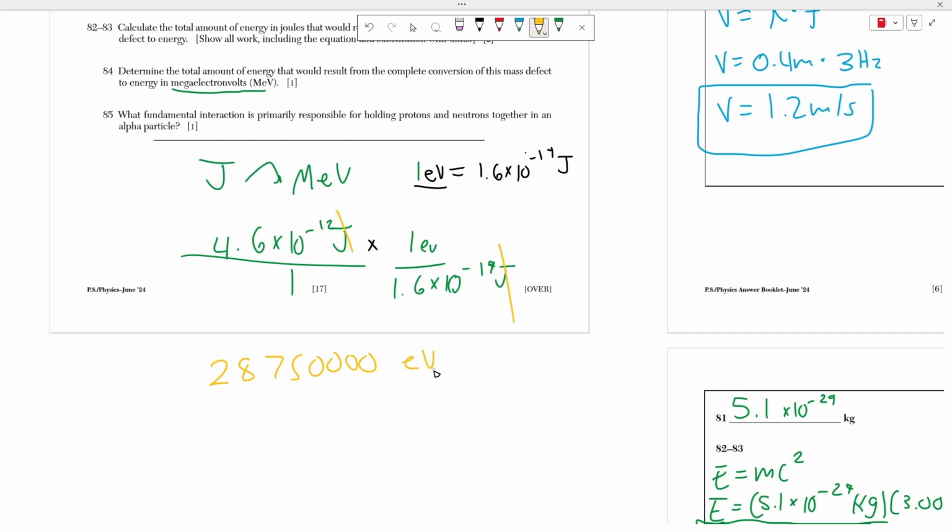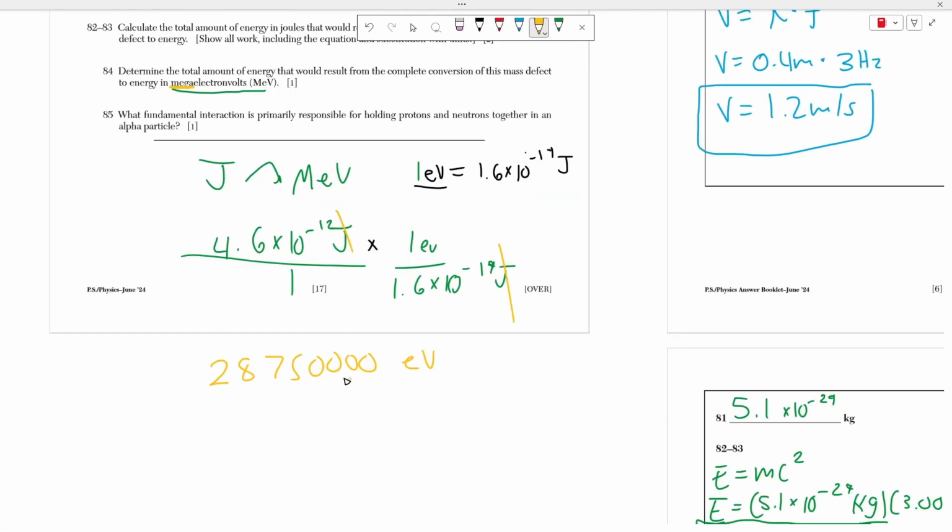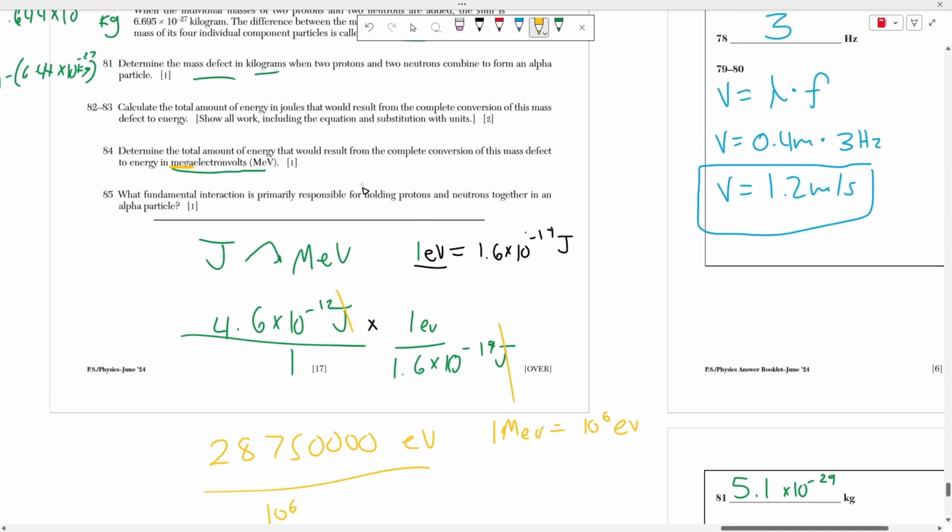Now remember, we're looking for it in mega electron volts. And if we look at our reference table here, we see how mega is the prefix for 10 to the power of 6. So if this is in electron volts, 1 mega electron volt is equal to 10 to the power of 6 regular electron volts. So if I divide this by 10 to the power of 6, I can convert this electron volt into a mega electron volt. Okay, so if I divide this by 10 to the power of 6, I get an answer of 28.75.